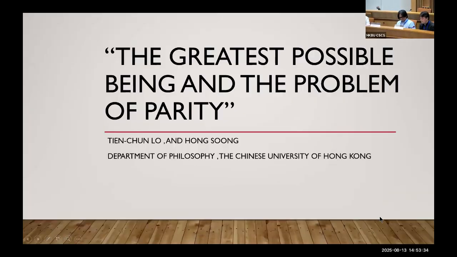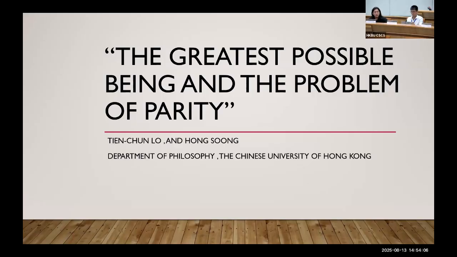JOAQUIN. Next paper we have is from Dr. Tien-Chun from Chinese University of Hong Kong, but also co-written with his undergraduate student, Mr. Hong Sung. So I think it's good we give a little round of applause and support for our first undergraduate presenter here. Very good. They're going to present a paper on the greatest possible being and the problem of parity. So thank you.